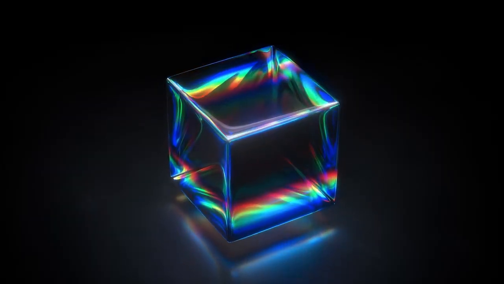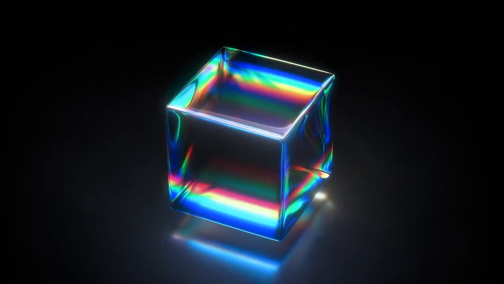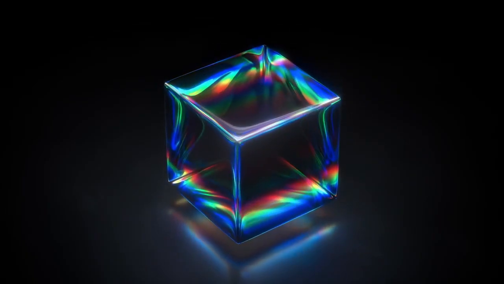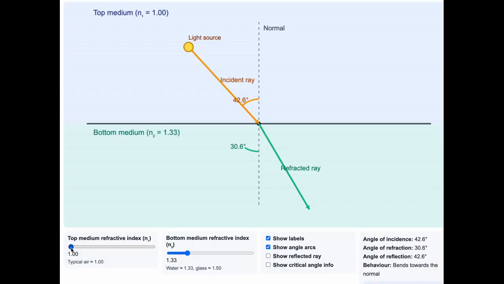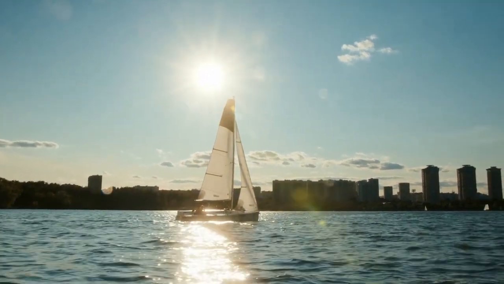Refraction occurs when light enters a new medium and changes speed. Because the speed of light is different in different materials, the light bends at the boundary between the two media. This bending depends on the angle of incidence and the refractive indices of the materials. Refraction explains why a straw appears bent in a glass of water and how lenses focus light in devices such as glasses and cameras.